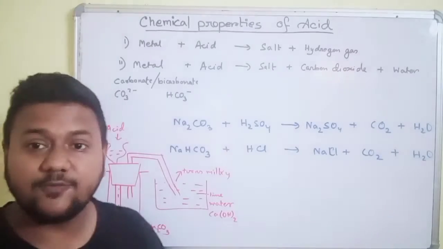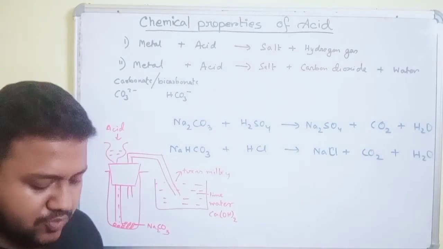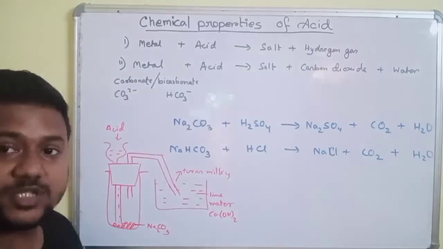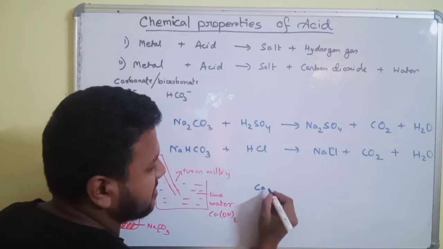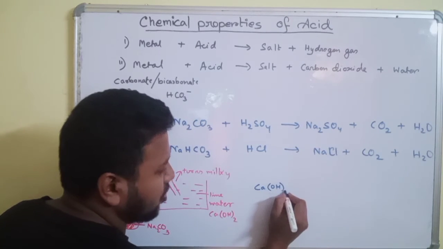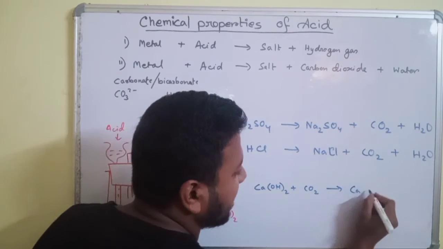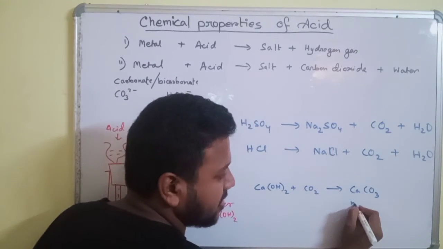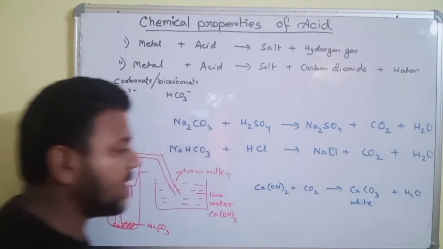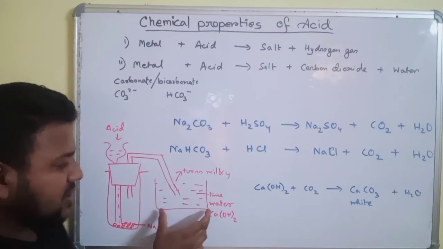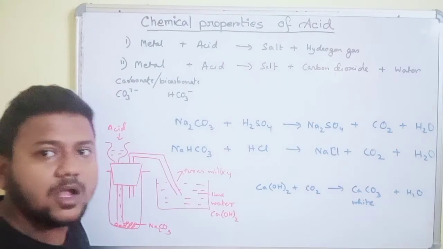Why does it happen? We have to see the chemical reaction over here. Okay, in this particular part, we will see that the calcium hydroxide that is present in lime water reacts with the carbon dioxide in this way. Ca(OH)2 reacts with CO2 with the formation of CaCO3, calcium carbonate, which is white in color, with the liberation of water. Okay, so this is why this lime water solution turns white, because of the formation of calcium carbonate.